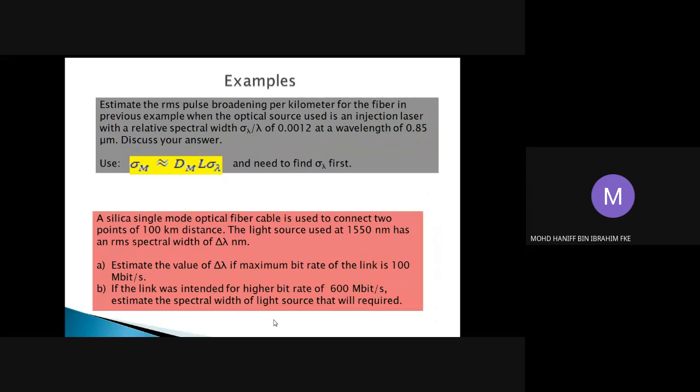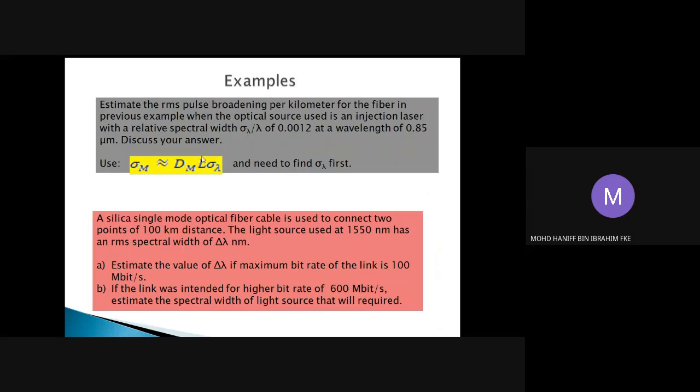Okay, so let us proceed with these examples. We have to estimate the RMS pulse broadening per kilometer for the fiber in the previous examples when the optical source used is an injection laser. Right. So we are given these problems here. We need to find the RMS pulse broadening. We are given this condition: delta lambda over lambda, which is 0.0012 at this wavelength of 0.85.